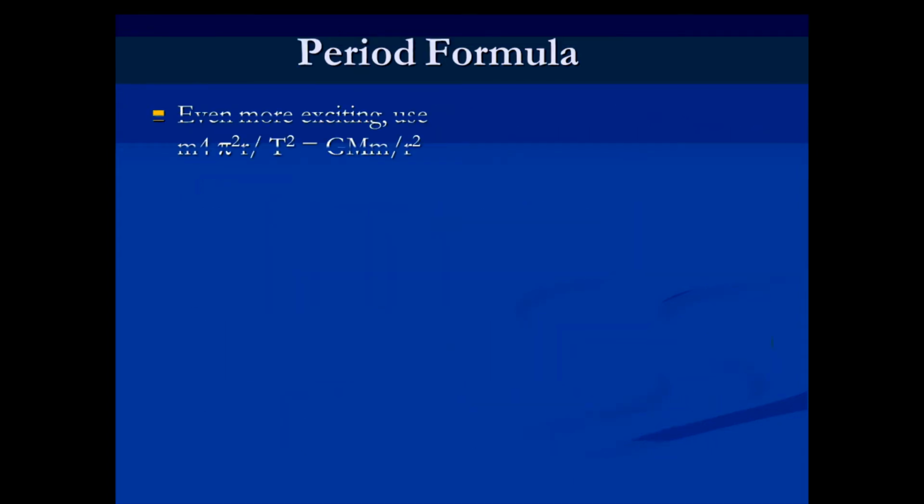Okay, period formula. We're going to use the same basic concept, but a different approach, a different part of the equation. We're still going to use Newton's law of gravitation, and we're still going to use the centripetal force equation, but we're going to use this part instead. So there's the mass. Once again, the small mass is the mass of the satellite, and that's on both sides of the equation, so we can cancel that out.